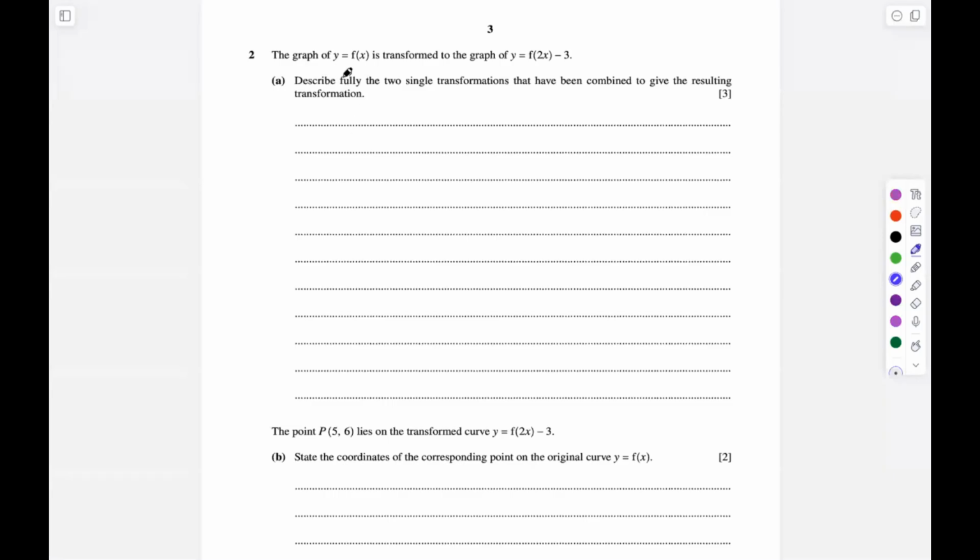In question 2, the graph of y equals f of x is transformed to the graph of y equals f of 2x minus 3. We have to describe fully the two single transformations that have been combined to give the resulting transformation.